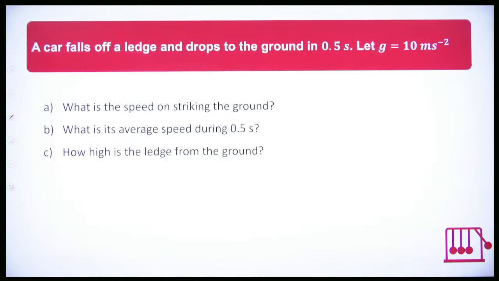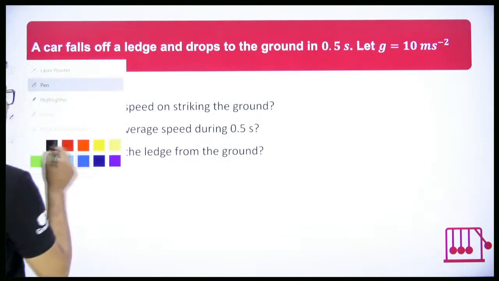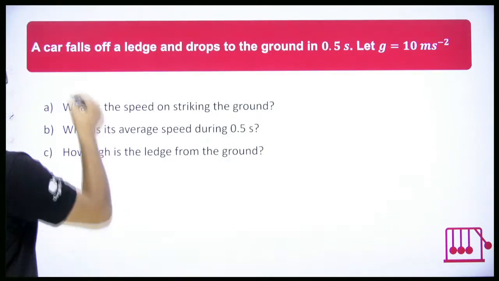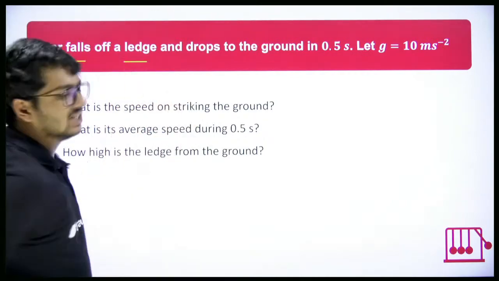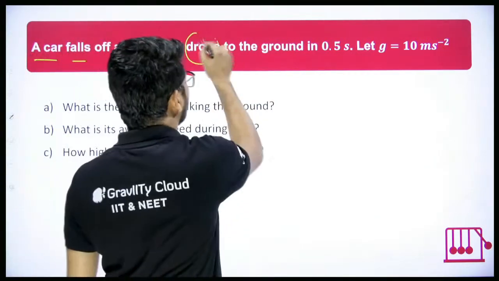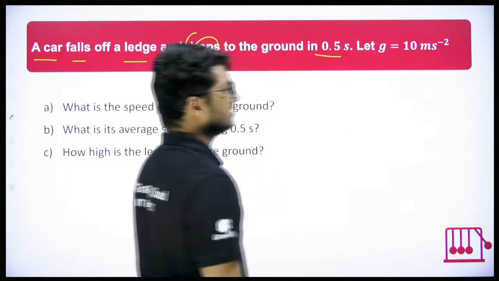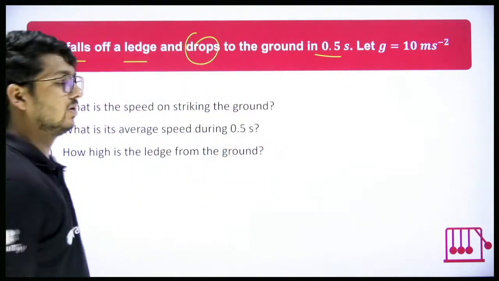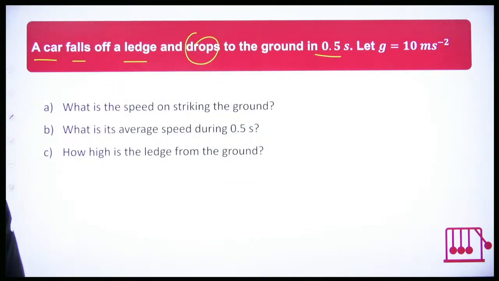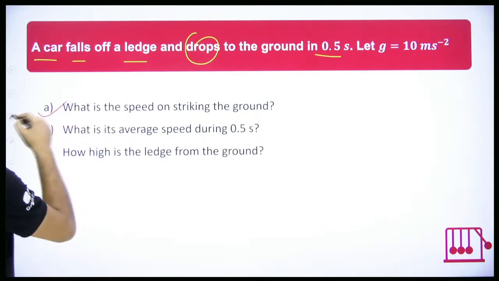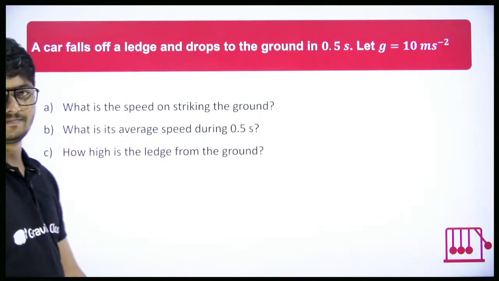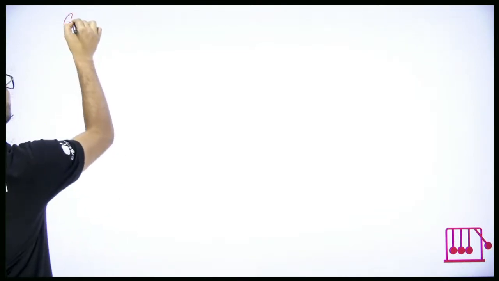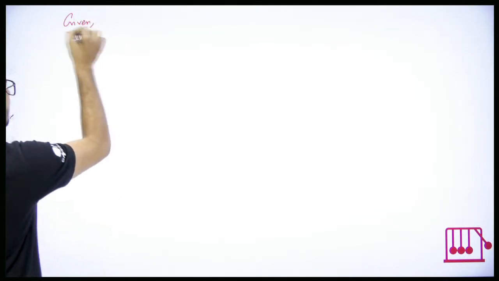Okay. But let's solve a problem to make things easier. A car falls off a ledge and drops to the ground in 0.5 seconds. Let g be 10 meter per second square. What is the speed on striking the ground? Let's do it. And we have other two also. Let's do it first of all. First thing would be given information. But before going for given information, draw the diagram.